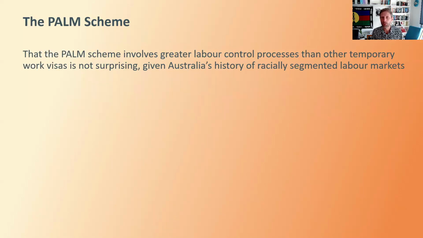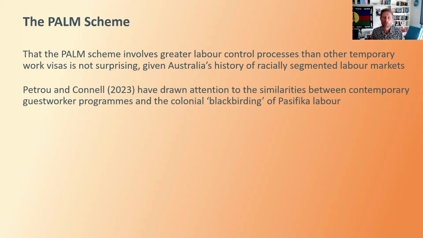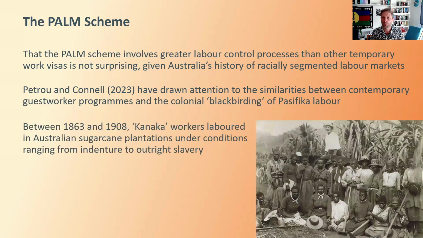So it's probably not surprising in a way that the PALM scheme involves greater labour control processes than any of the other work visas, given Australia's history of racially segmenting labour markets, which extends back to colonial practices. My colleagues Kirsty Petrou and John Connell have drawn attention to the similarities between contemporary guest worker programs and the colonial so-called blackbirding of Pacific labour, which occurred in the 19th century. And this has been brought up as well with workers who I've spoken to, as well as Pacific diaspora groups in Australia. They're all keenly aware of the parallels between the contemporary program and the colonial practices that foreshadowed or preceded it.